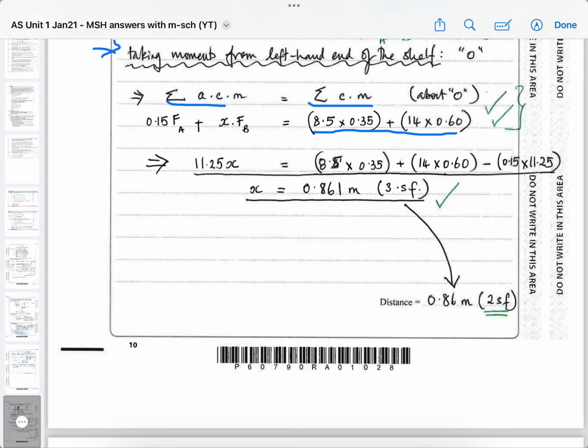I didn't actually have a calculator. That's what they reckon. I then have changed it to 2 significant figures as shown. But I always do that. I show my answer to a more accurate number of significant figures, and then in the final answer I put my answer to 2 significant figures, because remember, all the data provided is to two significant figures. 0.86 meters.